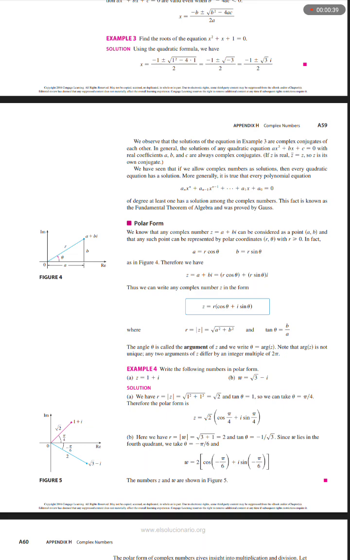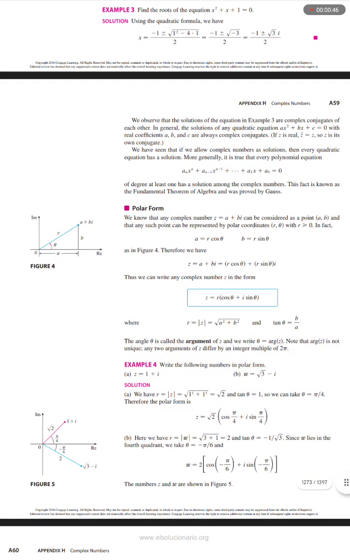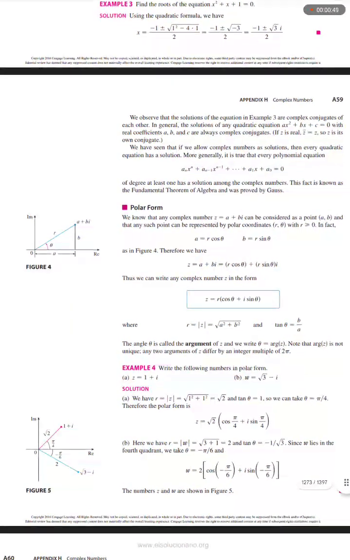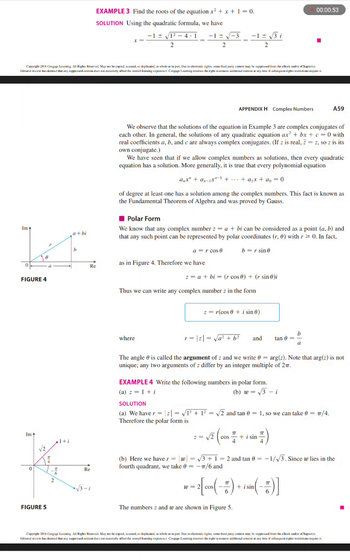We observe that the solutions of the equation in example 3 are complex conjugates of each other. In general, the solutions of any quadratic equation, ax squared plus bx plus c equals 0, with real coefficients a, b, and c, are always complex conjugates. If z is real, z bar equals z, so z is its own conjugate.